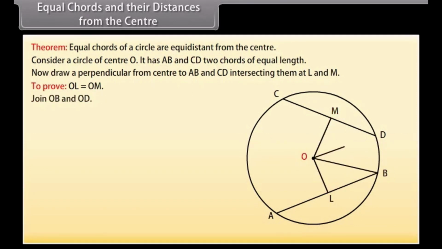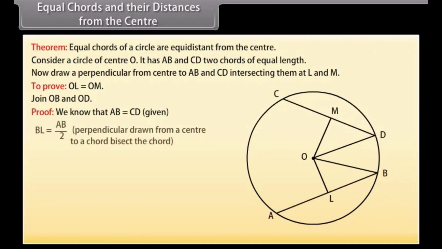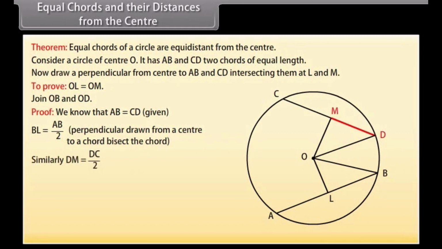Join OB and OD. We know that AB is equal to CD, given. BL is equal to AB upon 2, since a perpendicular drawn from the center to a chord bisects the chord. Similarly, DM is equal to DC upon 2. Therefore, BL is equal to DM.